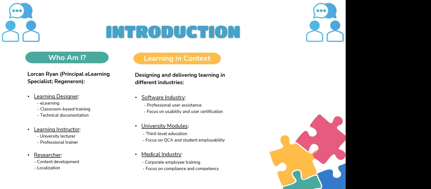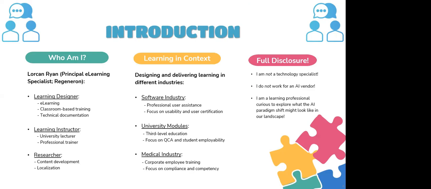I've worked in the software industry, and that's more of a look at professional user assistance in terms of online help, training courses for software and so on. The focus there was more on usability and sometimes user certification. And as I said, I've also worked in the educational sector, which has more emphasis on the educational side of things. So we're looking at the QCA grading of students, their employability when they finish up their university course, and so on and so forth. So as I said, a little bit of a mixed bag there.